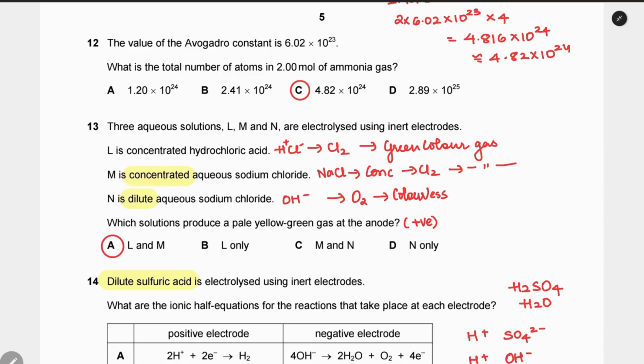M is a concentrated aqueous sodium chloride. Again, chlorine will come out because it's concentrated. So chlorine will come out and it's going to get attached to the positive electrode. N is dilute aqueous. Now it's going to be aqueous, so the number of OH ions will be more. So over here OH will get discharged at the anode and form oxygen gas. Which solution produces a pale yellow-green gas? So as per this we can see that it's going to be L and M.